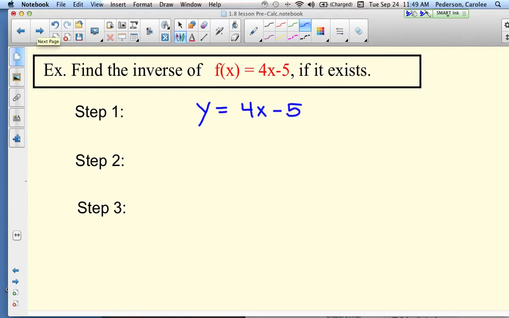Step 2 is to interchange the x and y terms. So now this becomes an x. That becomes a y.